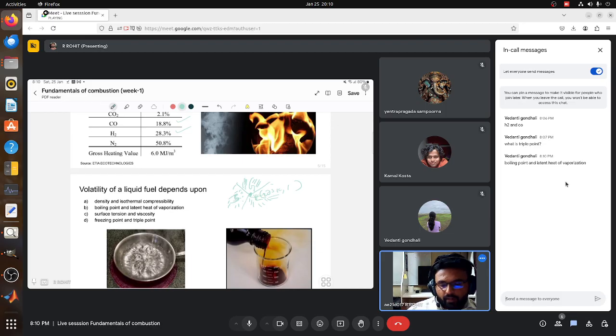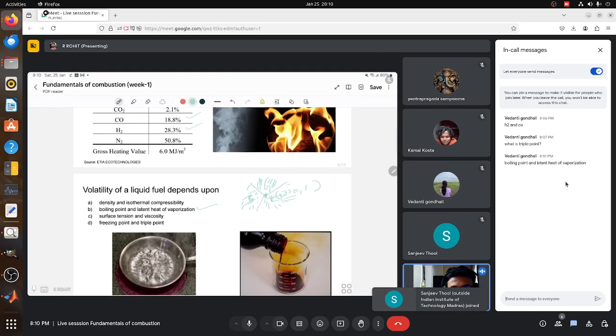Boiling point and latent heat, yeah. That's correct. Volatility usually depends on the boiling point and on the latent heat of vaporization. Latent heat of vaporization is the amount of heat required for the phase change, and boiling point is the saturation temperature corresponding to a given pressure. Based on these two things is what volatility depends on.